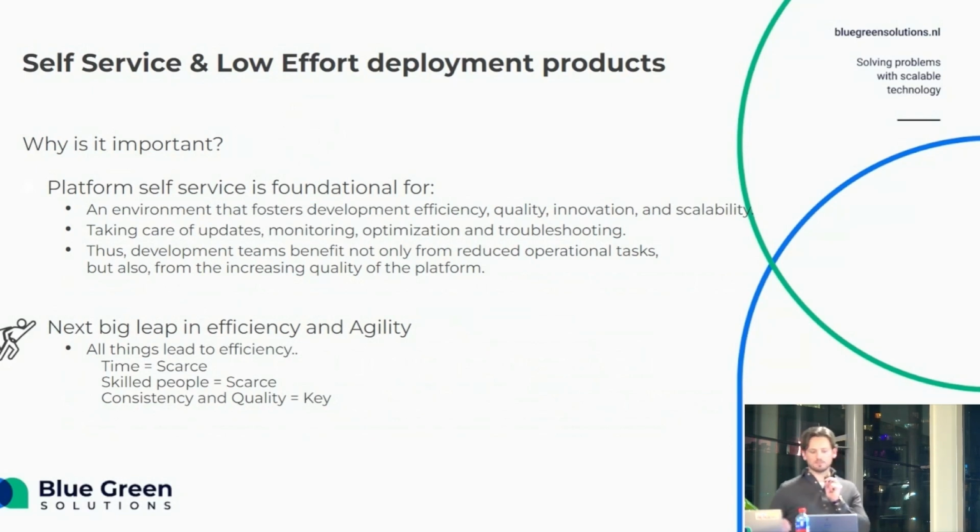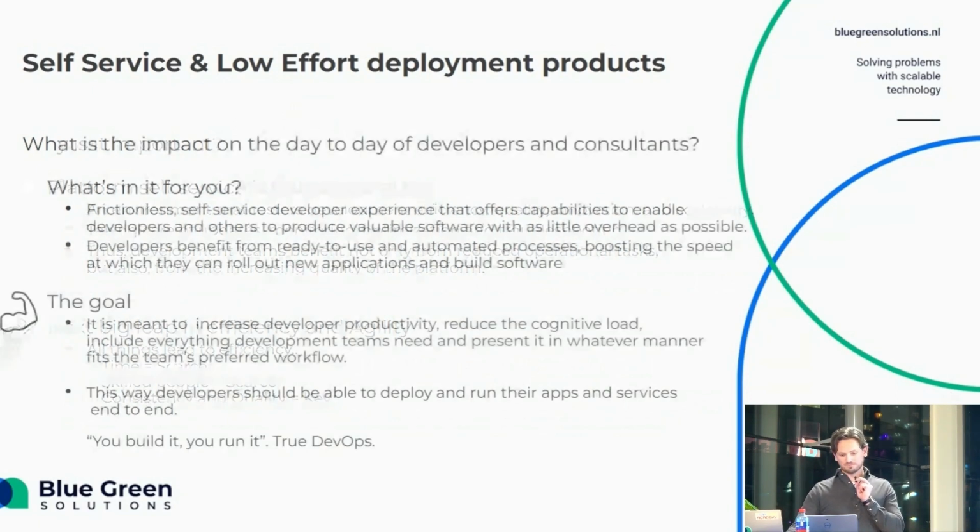So we see this as a big next leap in efficiency and agility, because let's be honest, all things lead to efficiency. Time is always scarce, and skilled people are scarce as well. Consistency and quality are then key for your delivery success. So for 2024, 25, 26, I expect a huge uptake in those low-effort deployment, self-service products, platform engineering, whatnot. It's all a bit the same, different terms for the same approach.